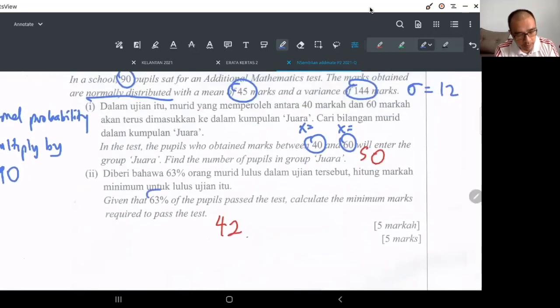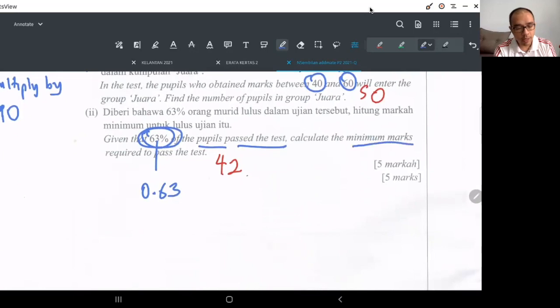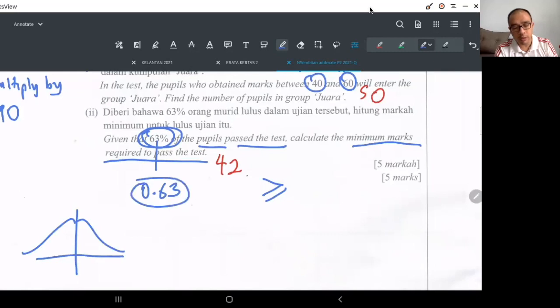Next, given that 63% of the pupils pass the test, when they give you a percentage, this means the probability is 0.63. Required to calculate the minimum marks required to pass the test. Minimum marks means the sign is more than. You need to score more than or equal to that. So you need to be aware of which side the Z score is in. The probability is more than 0.5 and the sign we want is more than, so the Z score will be a negative number. Be aware of this.